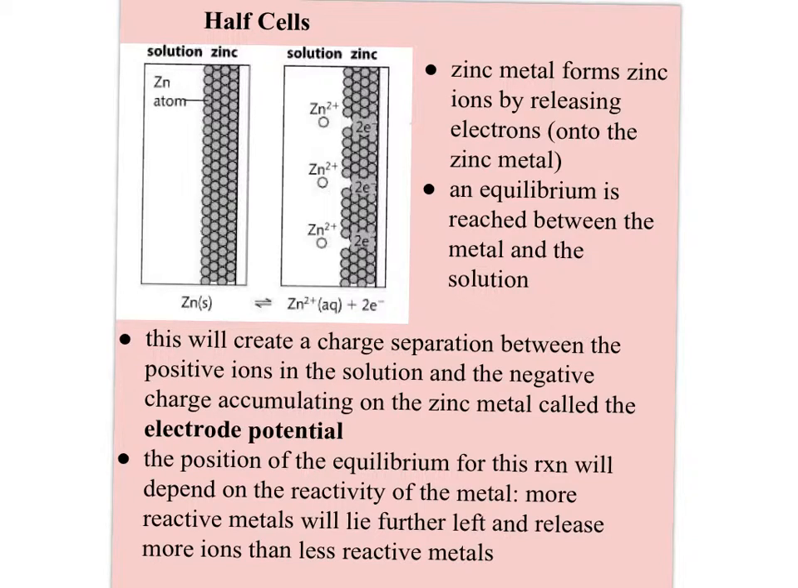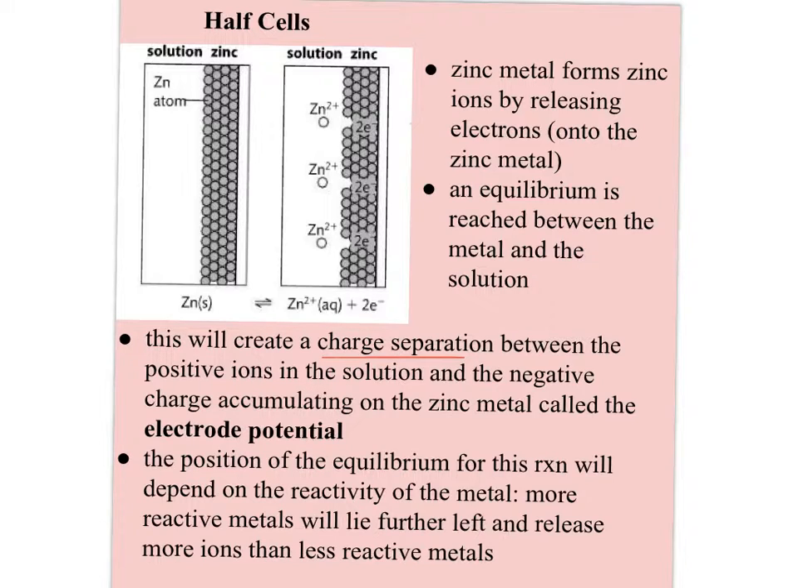So again, here's a closer look at what's going on. The zinc metal forms some zinc ions by releasing electrons onto the zinc metal, and the zinc ion then becomes part of the solution and is freed from that metal. An equilibrium is reached between the metal and the solution, and this causes that charge separation that I mentioned, which is needed to get the electrons moving. So there's a charge separation between the positive ions and the negative, and you know that that will cause attraction between opposite charges and repulsion between like charges. So this accumulating charge between the zinc metal and the solution is what's called the electrode potential, or it's also referred to as potential difference.